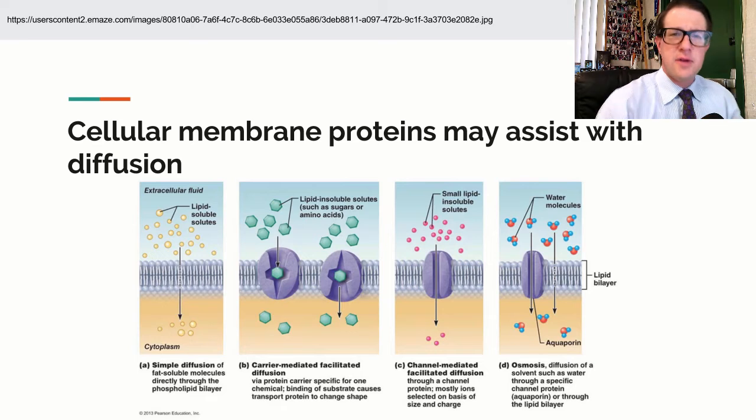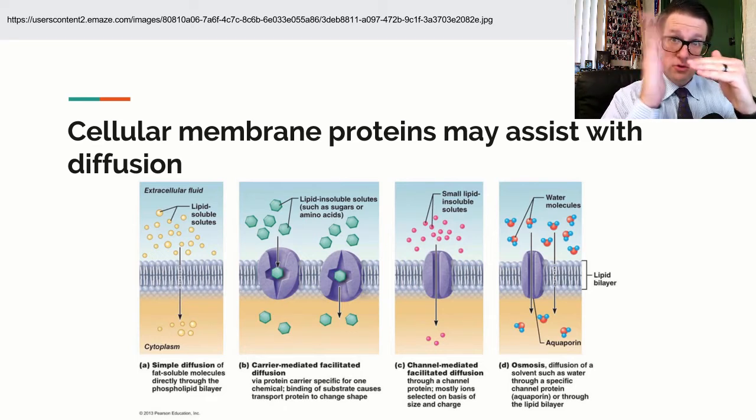So that will happen in a few versions. There's actually 2 different versions. One of them is you have something that can open and close, like a gate.